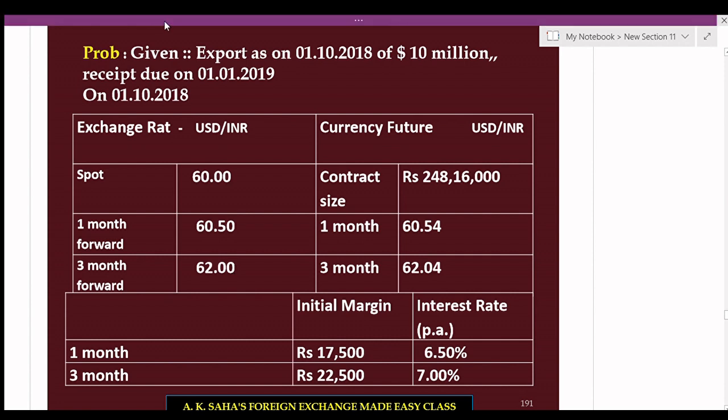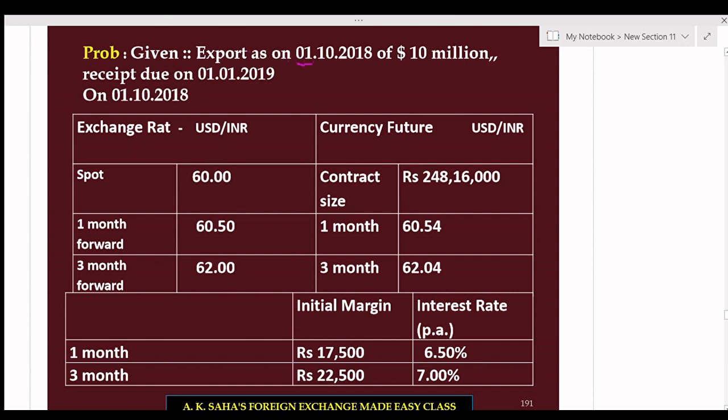Export as on 1st October 2018 of dollar 10 million. Receipt on 1st January 2019. Spot rate is given as rupees 60, 1 month forward rupees 60.50 and 3 month forward 62. This is relevant because you have to convert the dollar using this rate after 3 months.